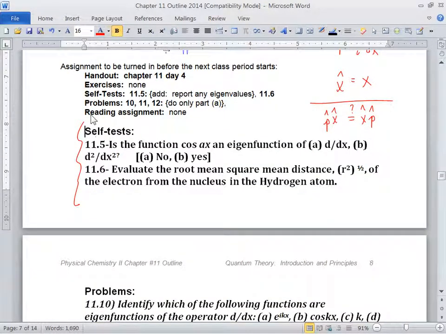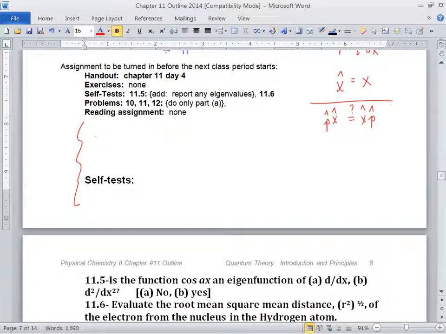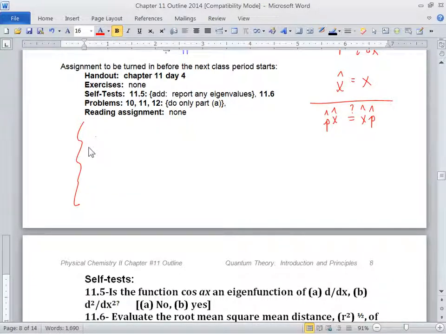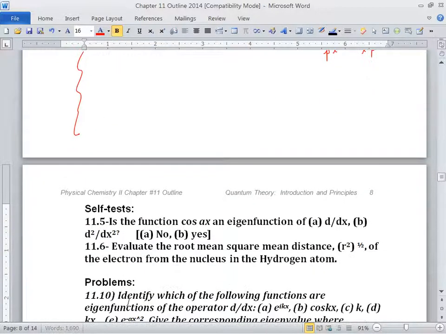Okay, so this is the homework. Self-test 11. You don't need to write the whole thing down. Just write self-test 11.5. All right? Self-test 11.5. And this is the question on it. I'm not sure what page it is in the book, but these self-tests are in the reading. So self-test 11.5. Is the function cosine ax an eigenfunction of d/dx?